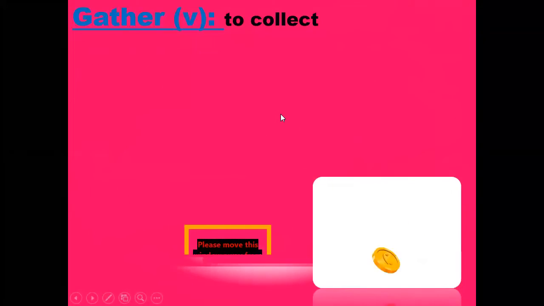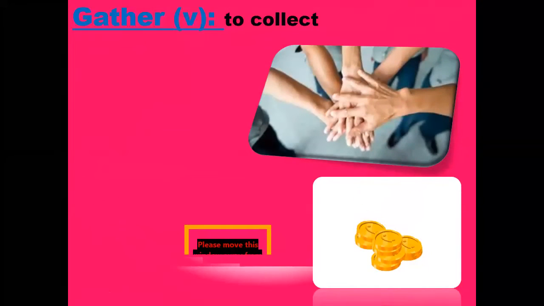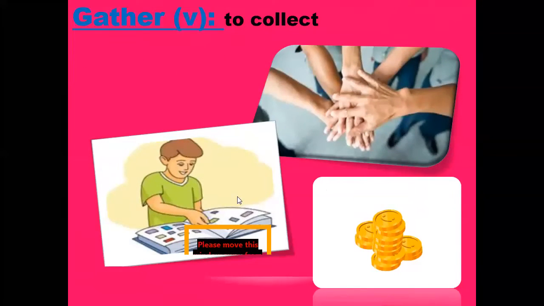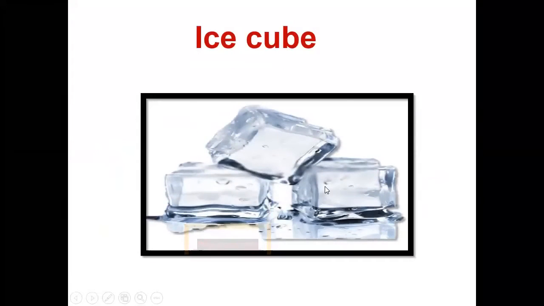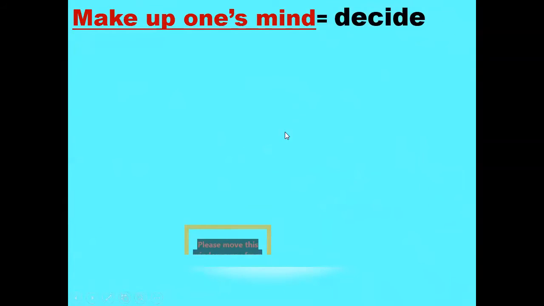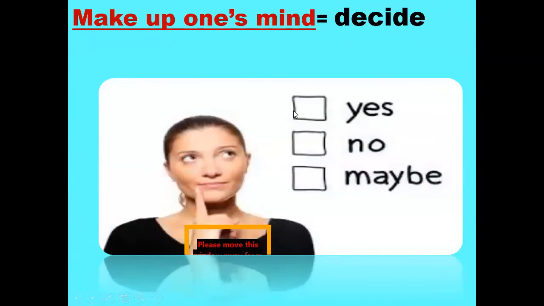Then we have the word gather. Gather means to collect: to collect stamps, to collect old coins, to collect anything. Ice cube: parts of ice. Make up one's mind is an expression, it means decide.